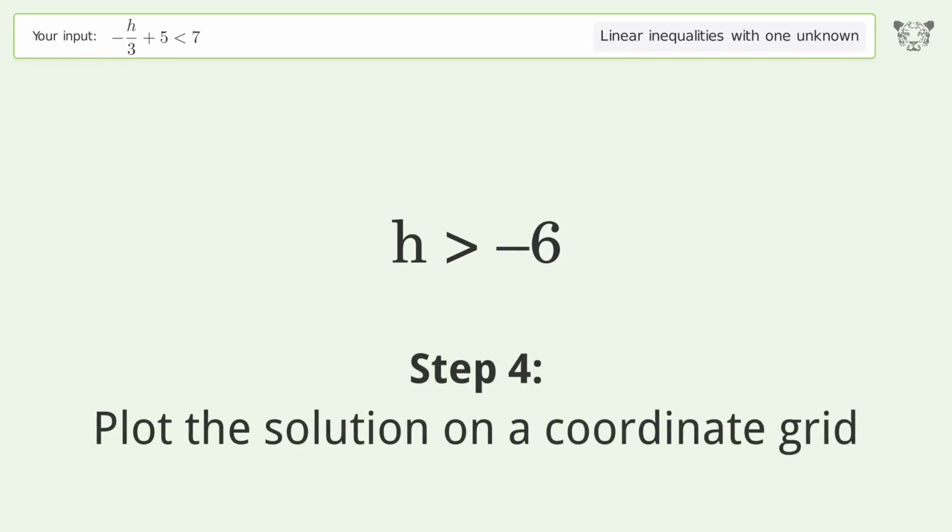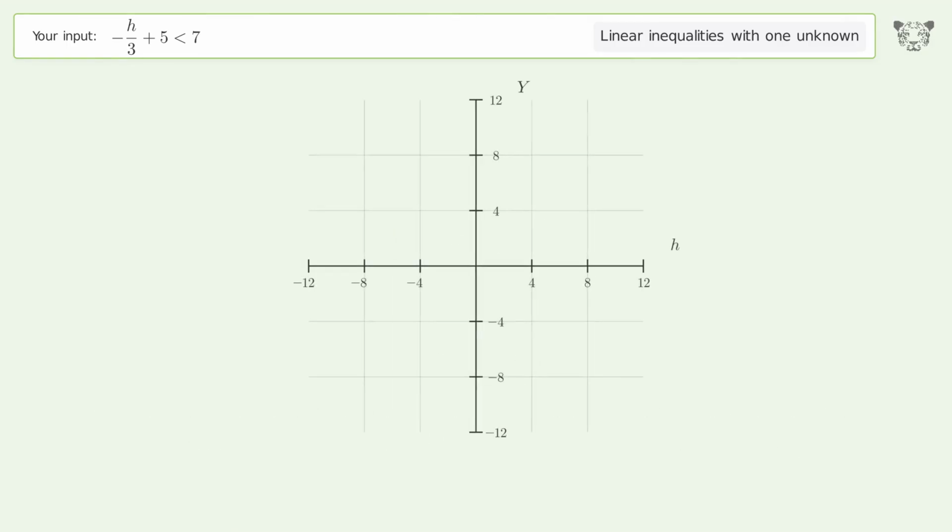Plot the solution on a coordinate grid. And so the final result is h greater than -6.